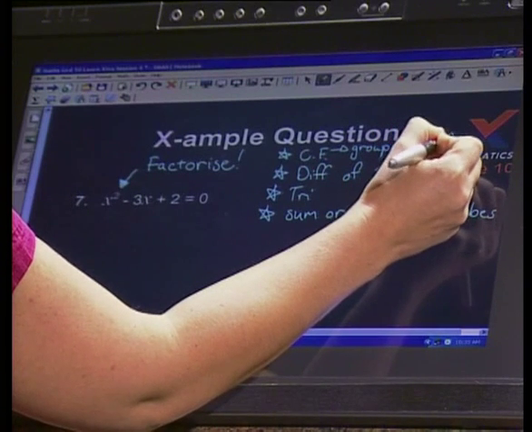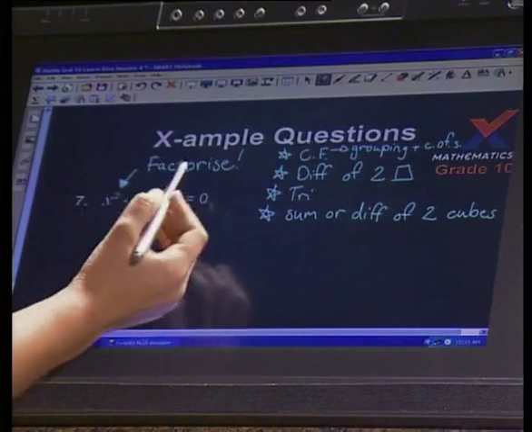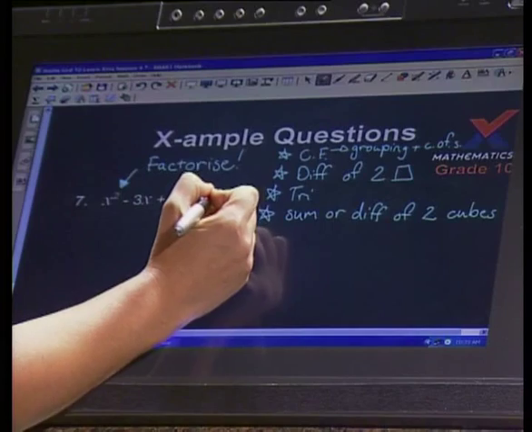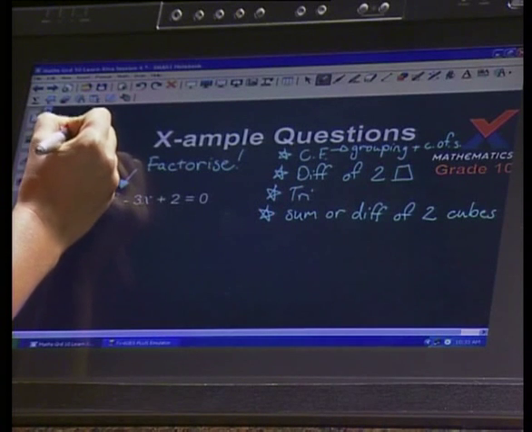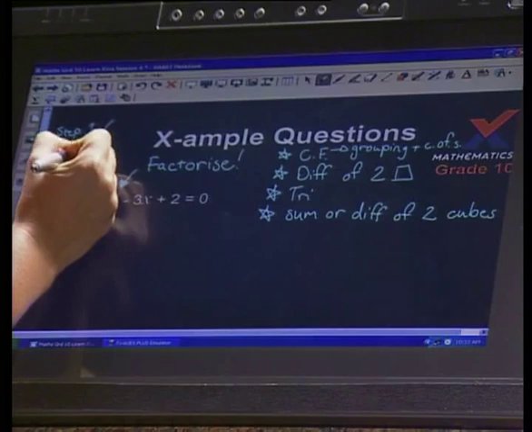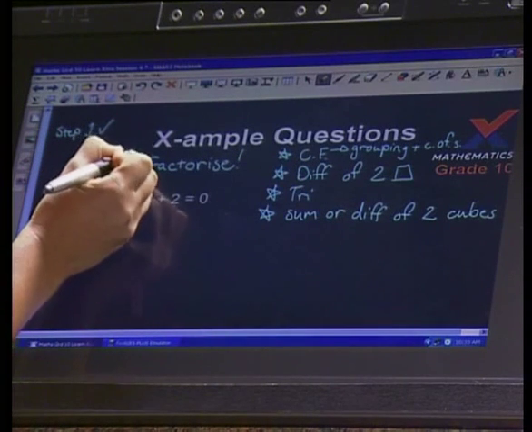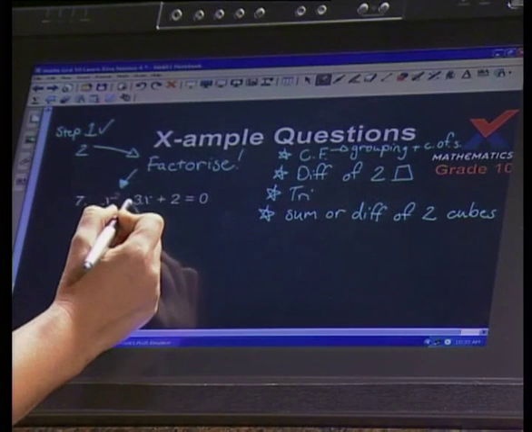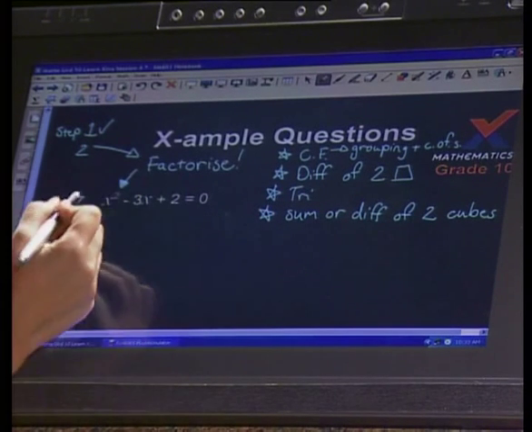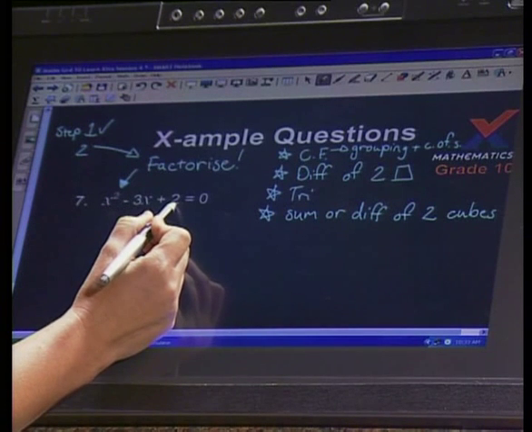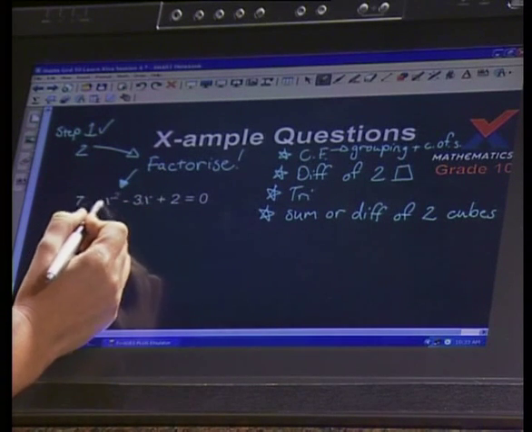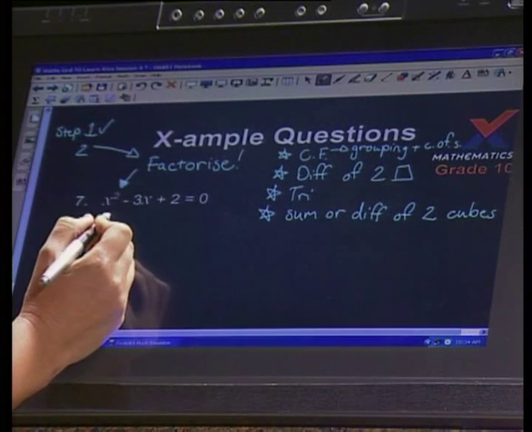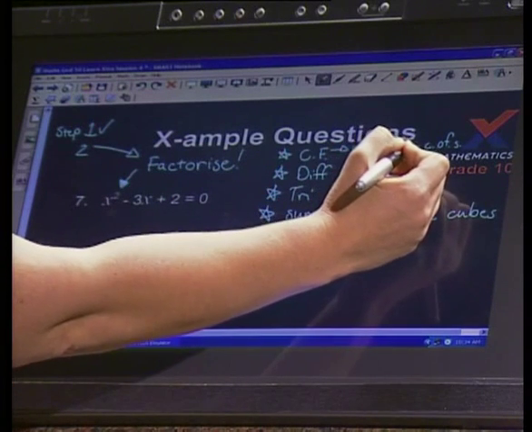Change of sign. Okay. Over here, step 1 is to make it equal to 0. Is it equal to 0? Yes. Step 1 is complete. Step 2 was to factorize. How can we factorize it? Let's look for a common factor. We have x squared and we have minus 3x and we have 2. The x is not common in all 3 of them. X squared does not have a numerical coefficient, so there are no numbers that can be taken out from it. So therefore, we don't have any common factors.